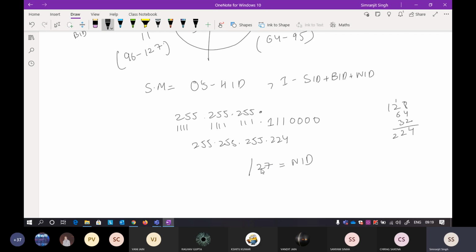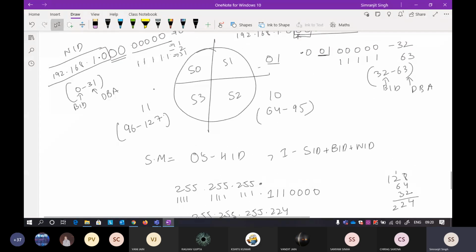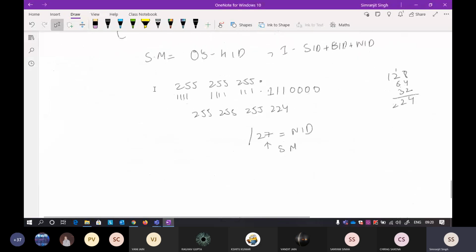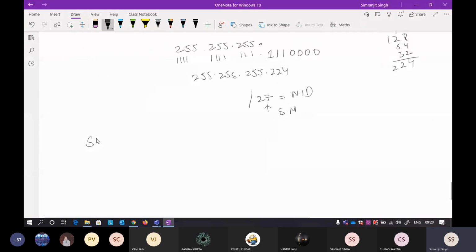Writing 27 here means that there are 27 bits which are part of either the subnet ID or the network ID part. So it means that there are 27 ones. For the subnet mask, you can easily extract it from this statement if you write /27 here. Suppose I write the first subnet notation. Properly, I'll give you subnet 0.